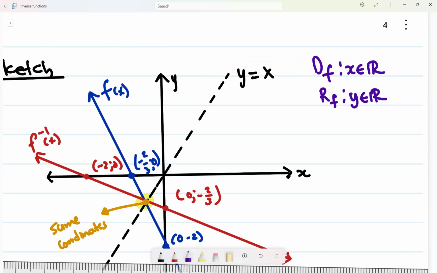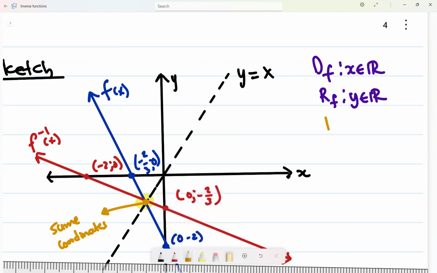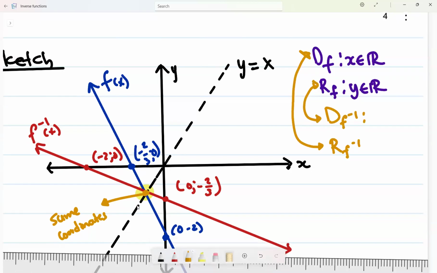But what did we say? We said the domain of the inverse will be the same as the range of f. What was x before is going to be y, and what was y before is going to be x. Let us be in a position of proving that.